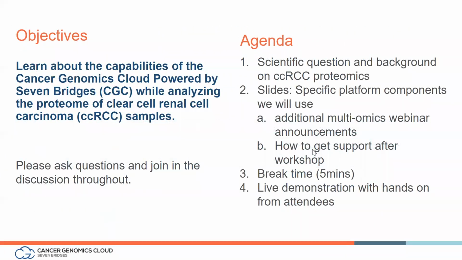So the objective for today is to learn about the capabilities of the Cancer Genomics Cloud powered by Seven Bridges while analyzing the proteome of clear cell renal cell carcinoma samples. And we're going to focus on the tight integration with PDC. Please stop us and participate, ask questions throughout. We have 2 hours.